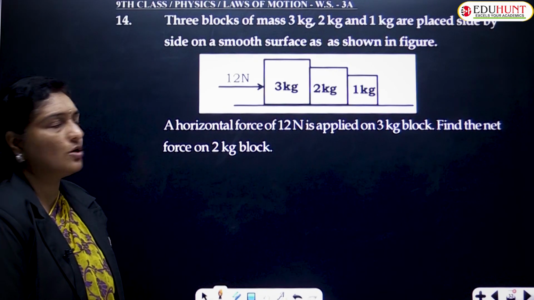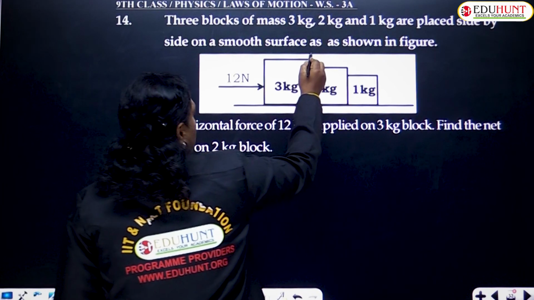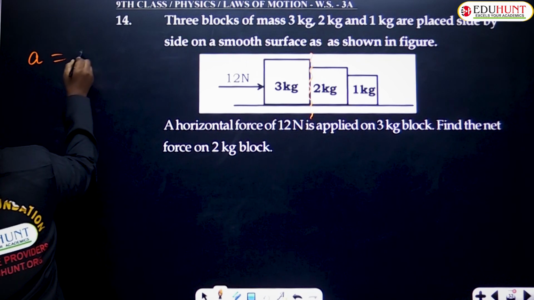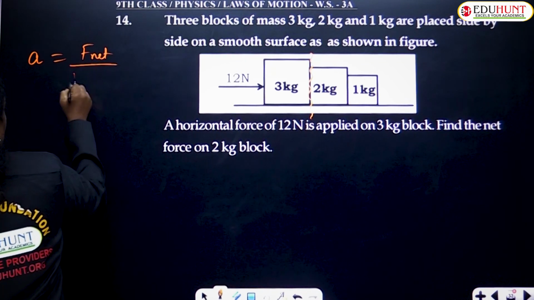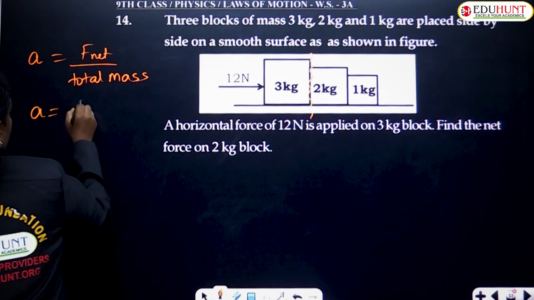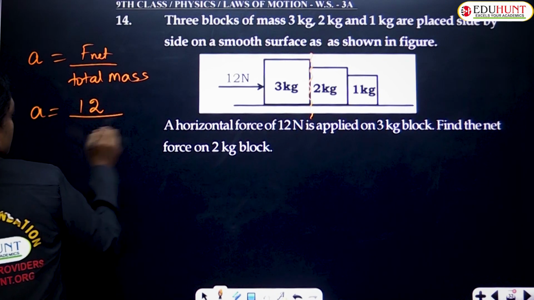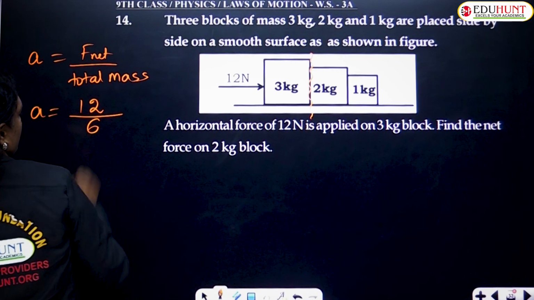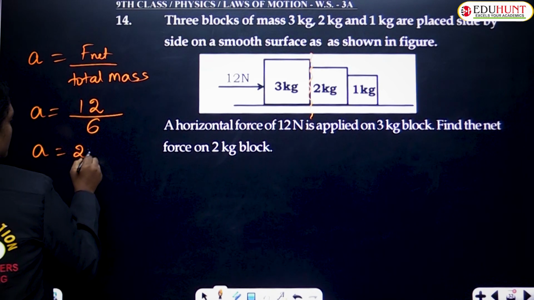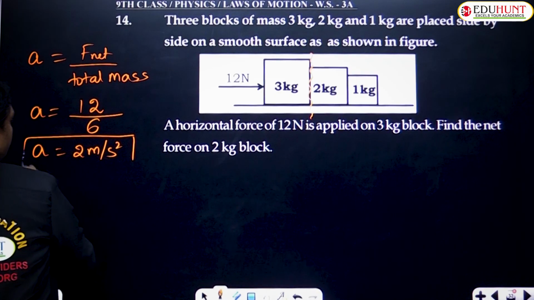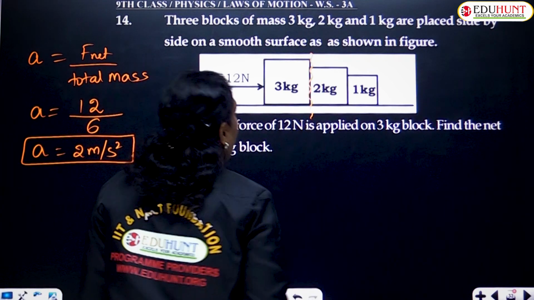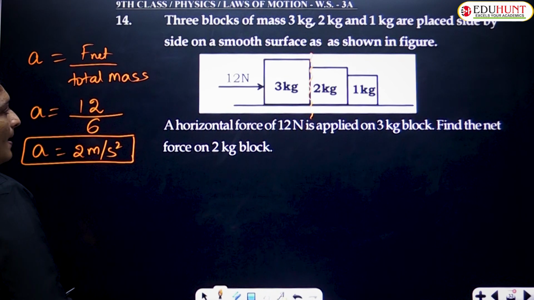Again the same contact force or the normal reaction force you are asked to find out on this 2 kg block. So before that, let us try to find out the acceleration. The net acceleration is given by the net force upon the total mass. So very clearly the value of A is found to be, the net force acting was 12 Newton and the total mass is 3 plus 2 plus 1, that is 6 kg. So acceleration is found to be 2 meter per second square. But you're not asked to find out the value of acceleration. What you're asked to find out is the horizontal force acting on the 2 kg block.